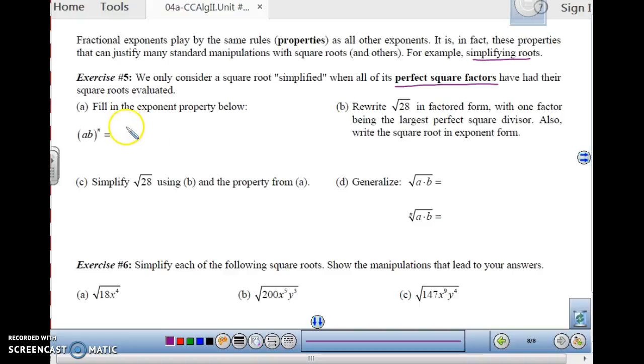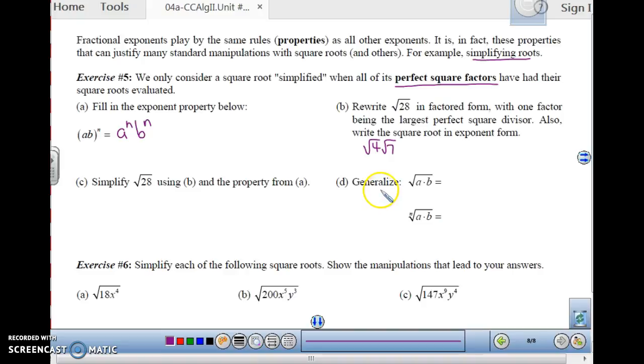So the reason that comes from the exponent property here, ab to the n. The exponent property says the outside exponent applies to each of the inside. So this is going to be a to the n, b to the n. All right, so if we write square root of 28 in factored form, with one factor being the large perfect square divisor, what's the biggest perfect square that goes into 28? It would be 4. It would be square root of 4 times the square root of 7.